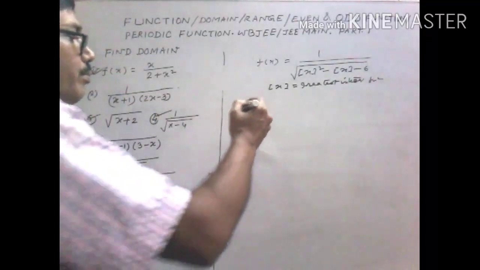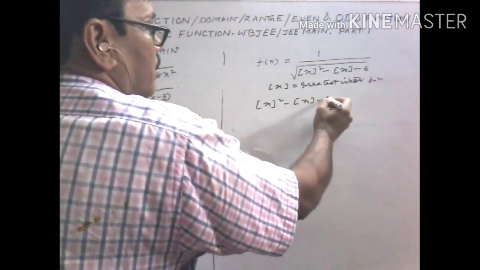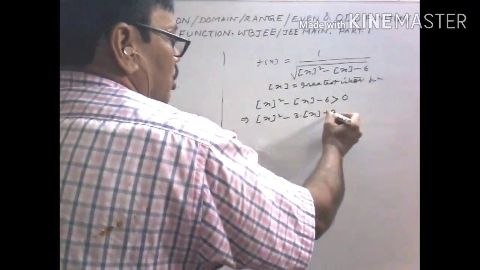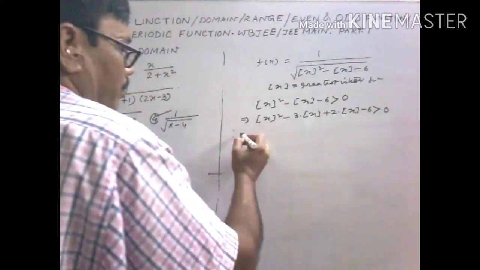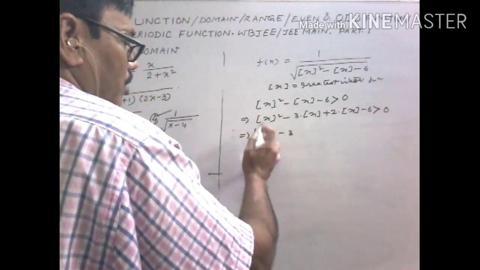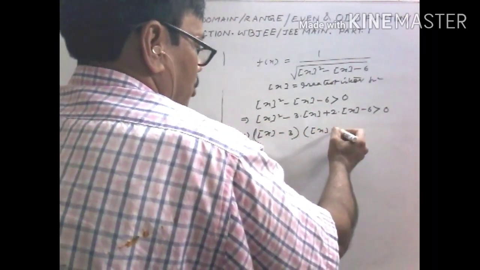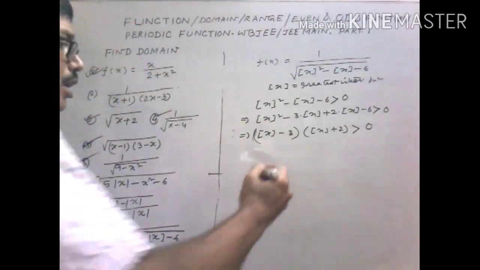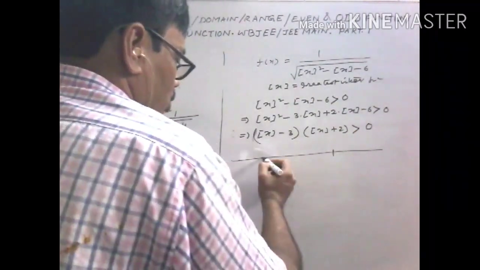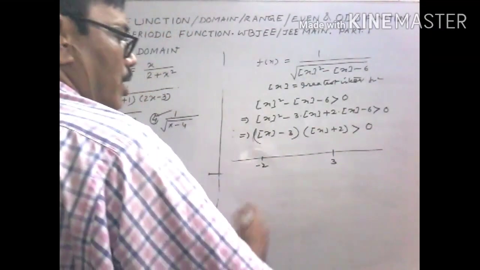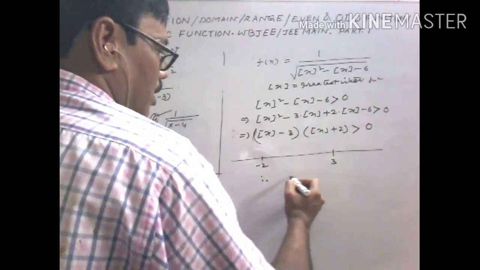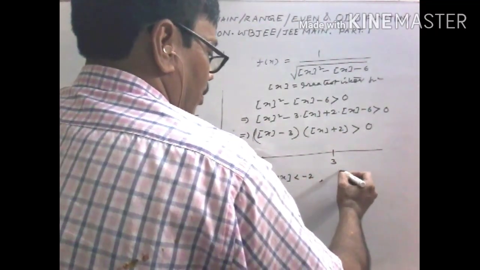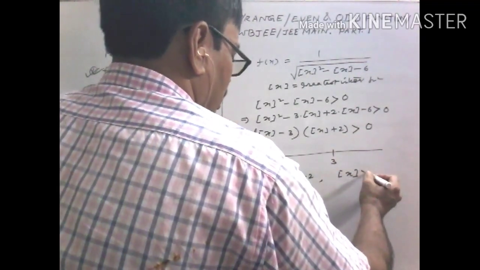So the argument must be greater than 0. So [x] square minus [x] minus 6 must be greater than 0. If we factorize, 3 into [x], 2 into [x] minus 6 greater than 0. So [x] minus 3 is one factor, and [x] plus 2 greater than 0. The inequation is greater than, so the roots are minus 2 and 3. Since it is a greater than inequation, the value of [x] lies outside: less than minus 2, and here [x] greater.